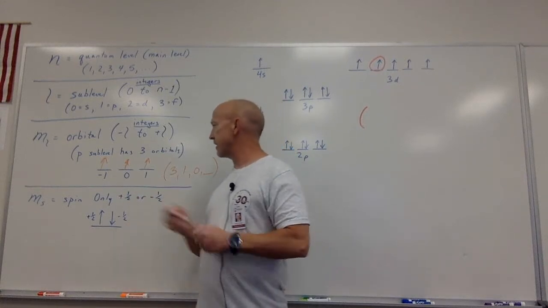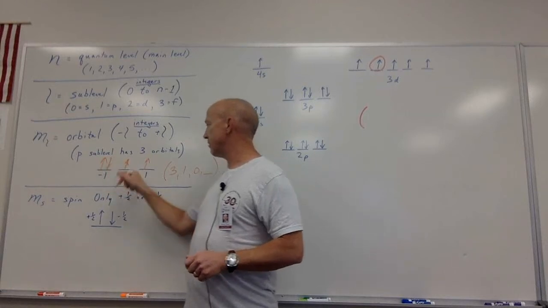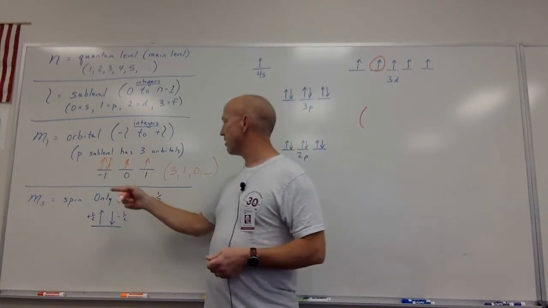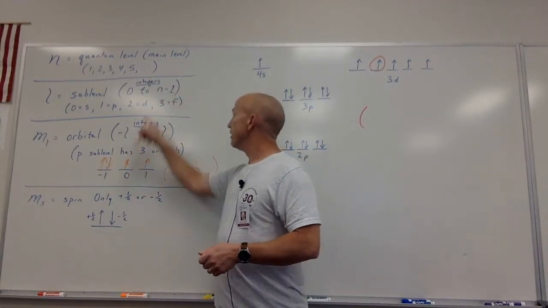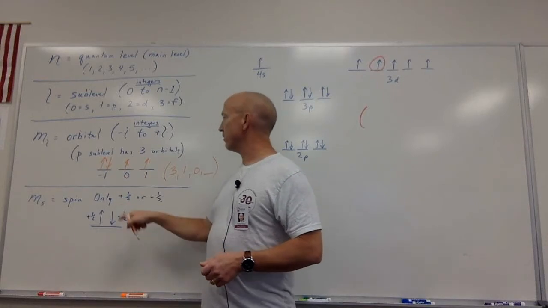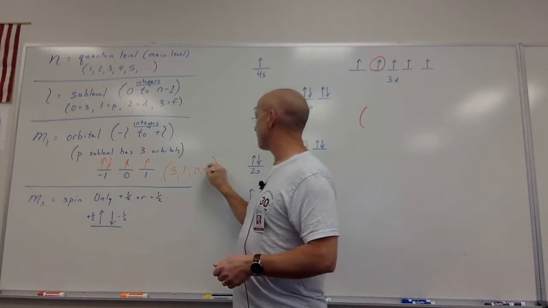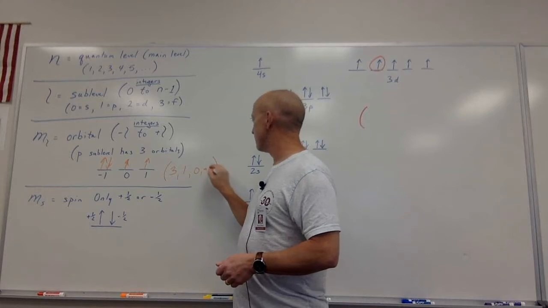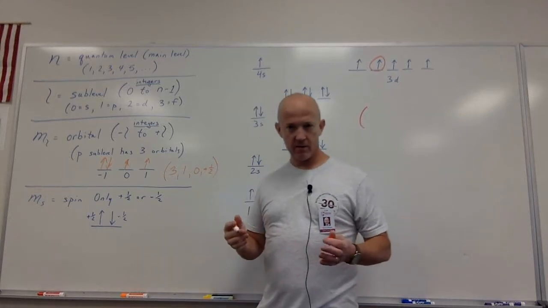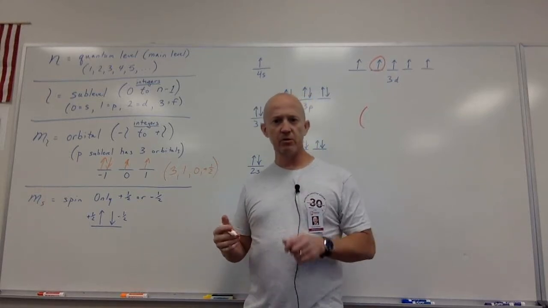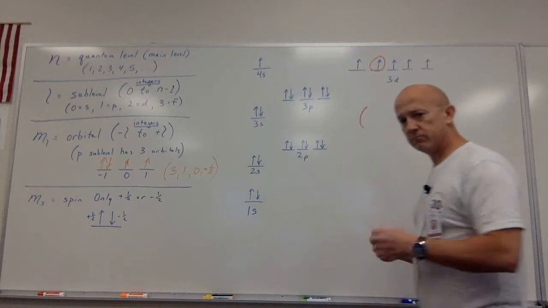So let's say in this case, we had this situation. I might call this 3, 1, because it's a p orbital, 0, and then let's just say positive 1/2, because it's going upwards. Okay, you get the idea? Let's do another example over here.